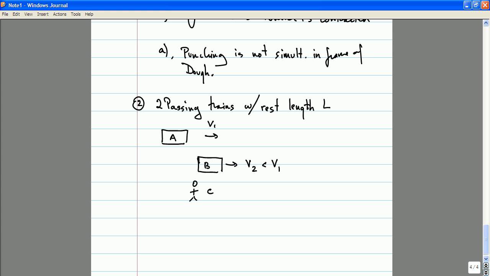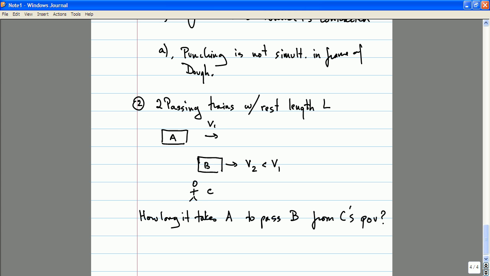So let's ask how long it would take train A to pass train B from the point of view of the observer C. That's a relatively easy question to answer. I mean, how long does it take for the back of train A to pass, the time from when the front of train A is next to the back of train B to when the back of train A is next to the front of train B.